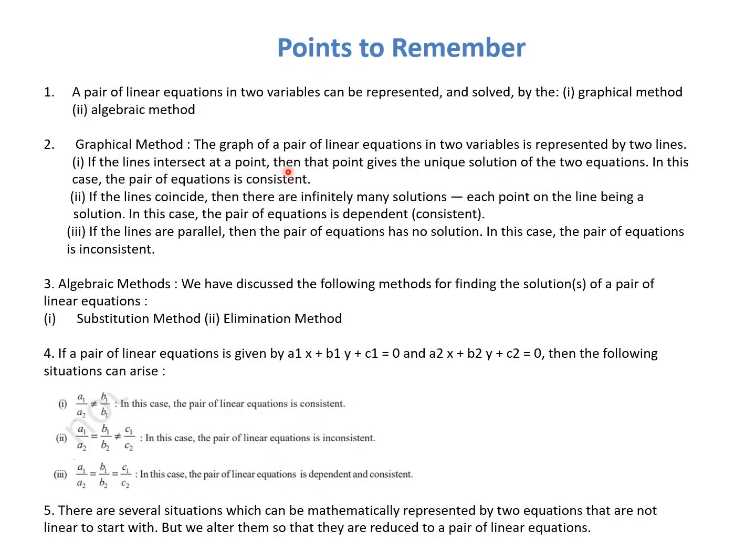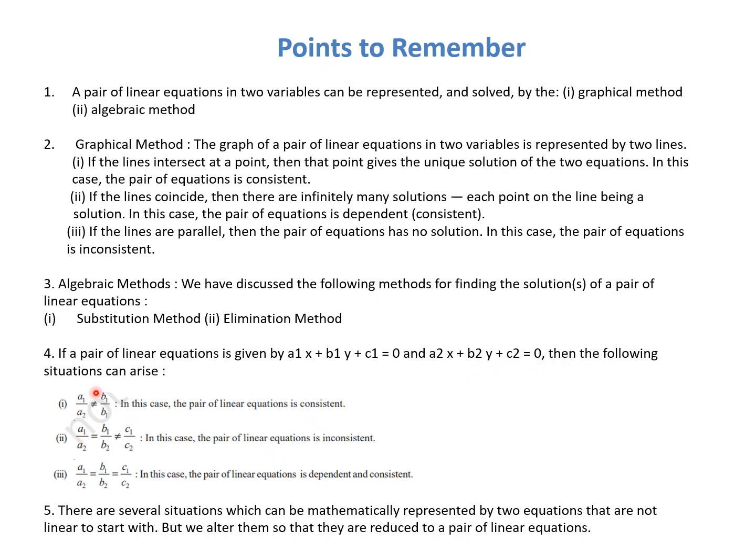If the lines intersect at a point, then definitely it has a unique solution. If the lines coincide, there are infinitely many solutions. And if the lines are parallel, then there is no solution. The algebraic method has two methods, substitution method and elimination method. If the pair of lines is given, then the standard form is a1x plus b1y plus c1 equal to 0, and a2x plus b2y plus c2 equal to 0.